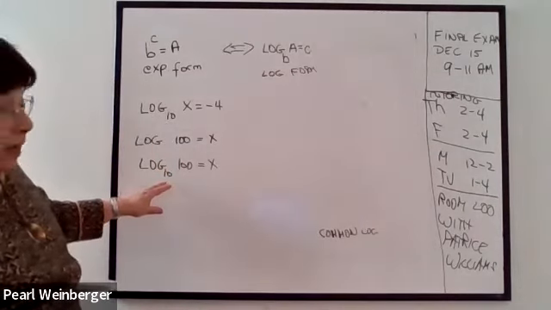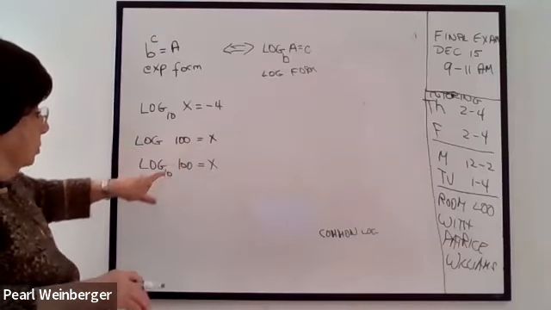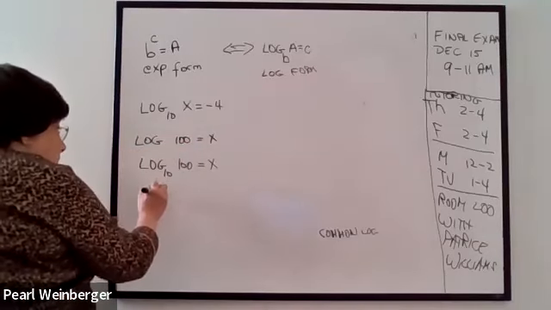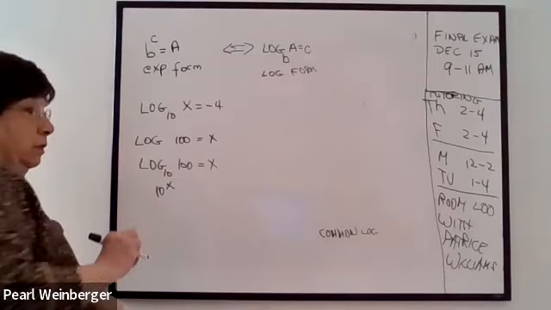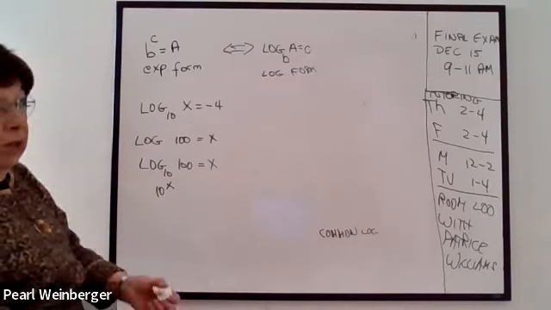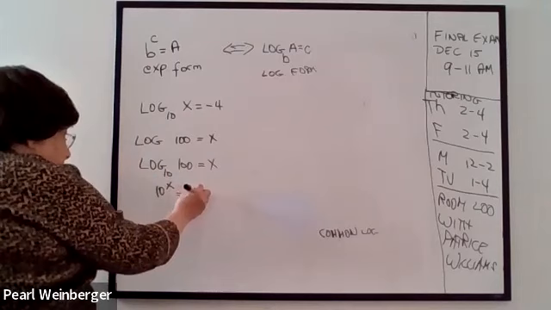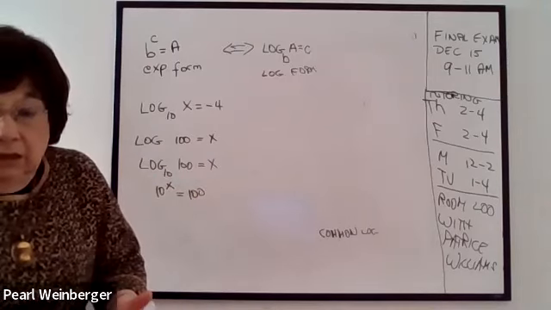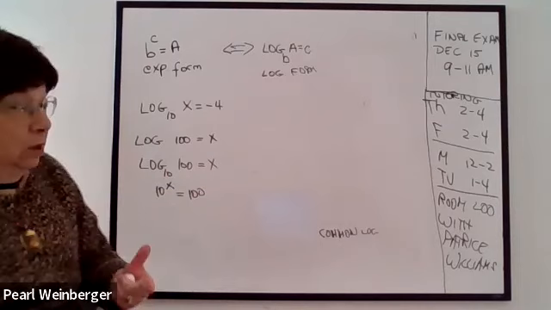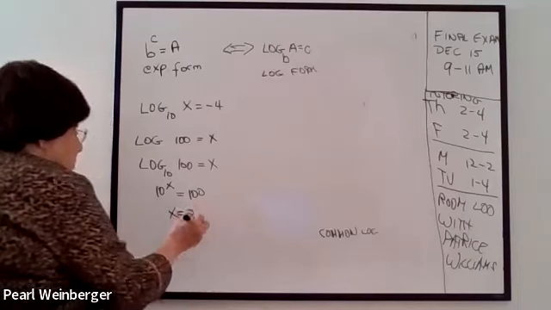If a log is written without a base, it's what we call a common log, and therefore its base has to be 10. Now, if I do that, then I can solve this question, because my base is 10 and my exponent is x. That's what I'm looking for. I'm looking for what the log is. That's equal to 100. And that's not so hard to figure out. 10 to what exponent is 100? 10 times 10 is 100. So the x has to equal 2.